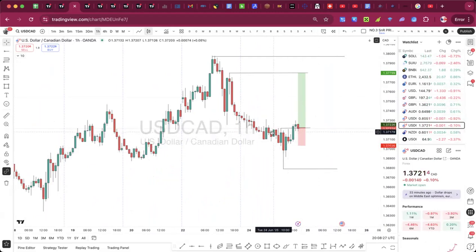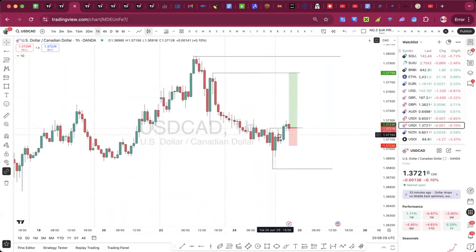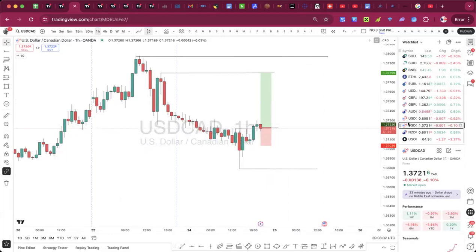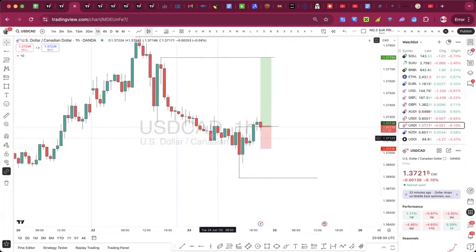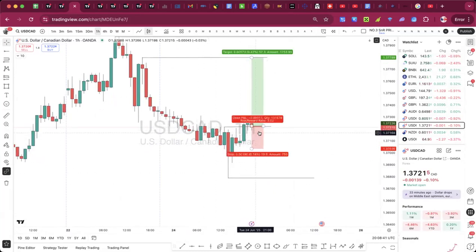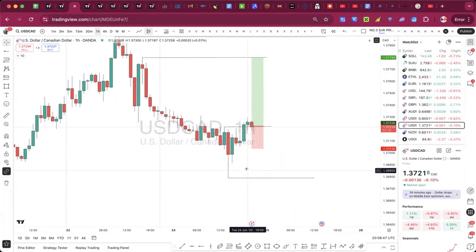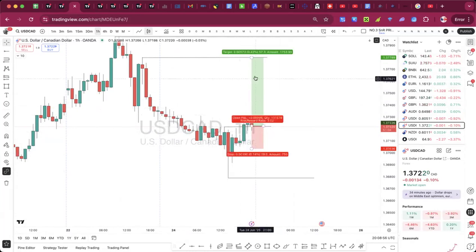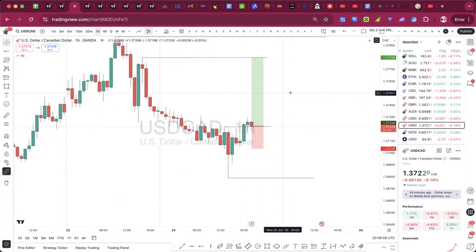Okay, USD CAD. You can see now, the market has returned to where we said, and it is still struggling, bullish, bearish. But if this candle now closes bullish, you are still okay. It has to just close bullish. It's going to buy up, because the next target is here.